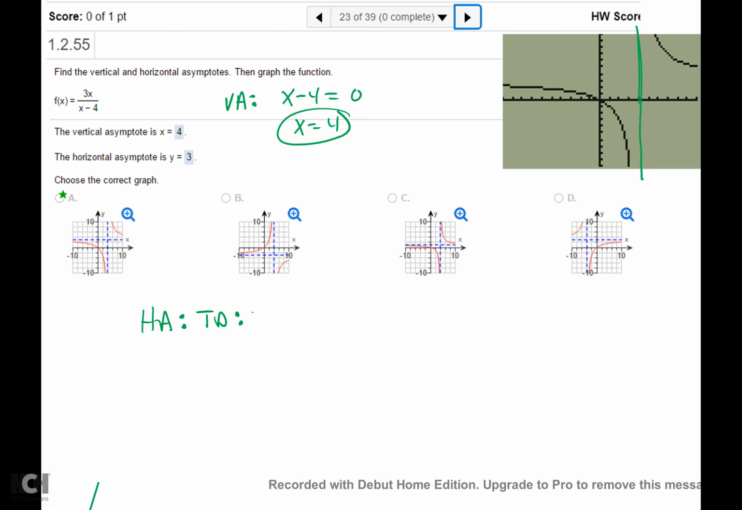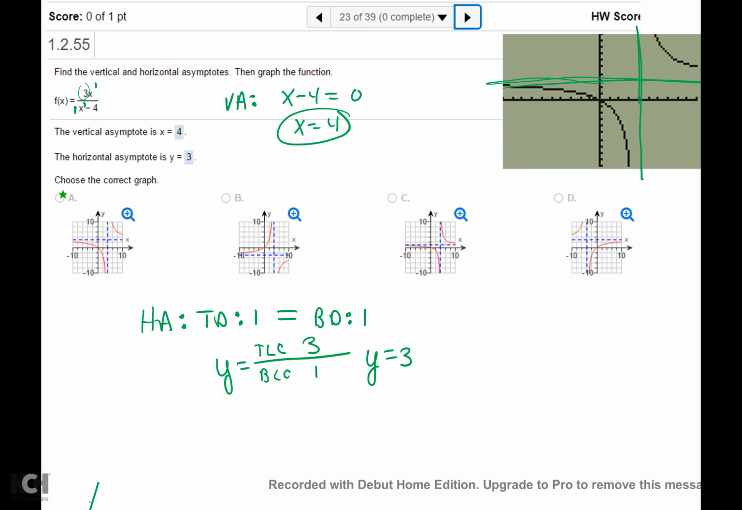For my horizontal asymptote, you look at the degree rules. My top degree is 1. My bottom degree is 1. When it's a tie, that means your horizontal asymptote is at TLC divided by BLC. The top leading coefficient, the number touching x to the first, is 3. The bottom leading coefficient, the number touching x on the bottom, is 1. So my horizontal asymptote is going to be at y equals 3. And you can see right there, there's my horizontal asymptote.